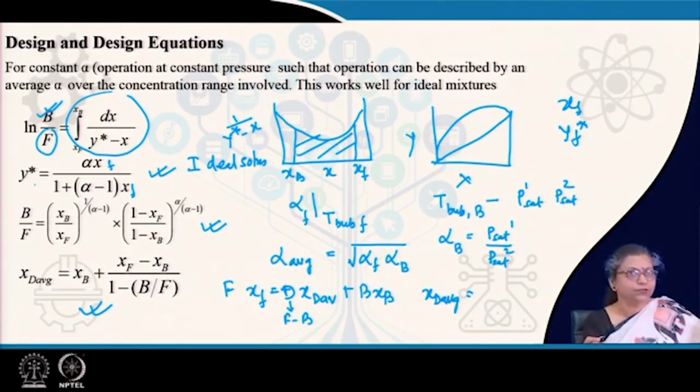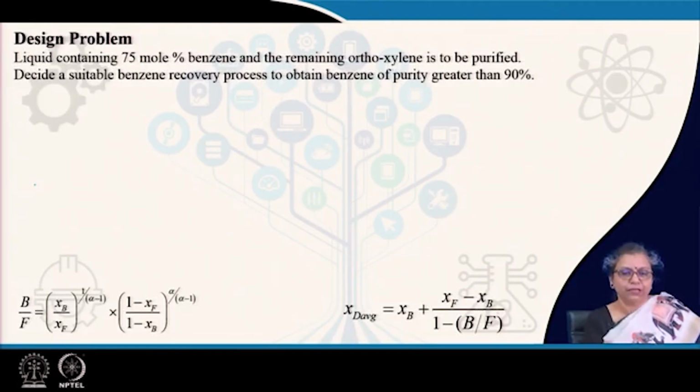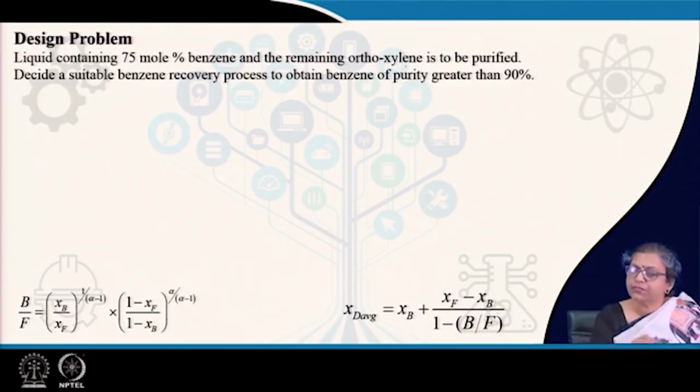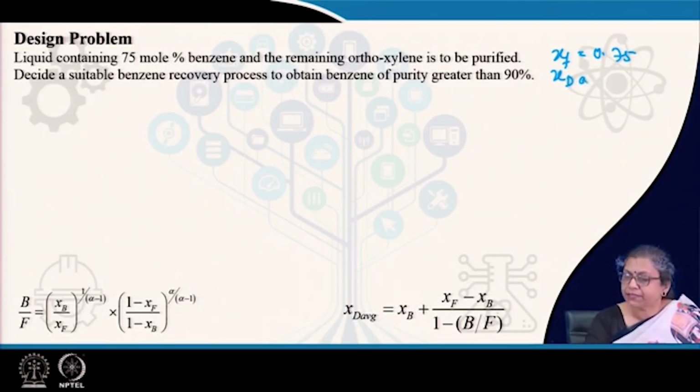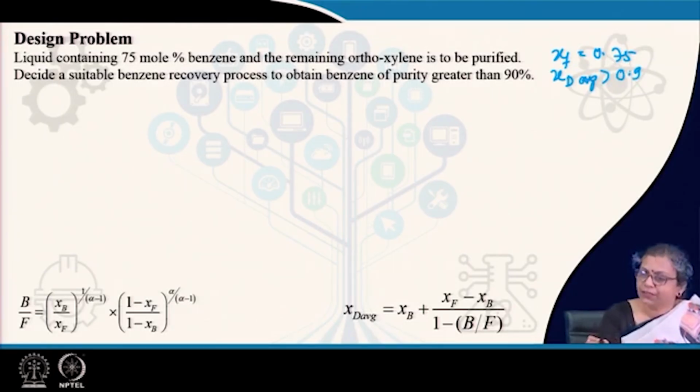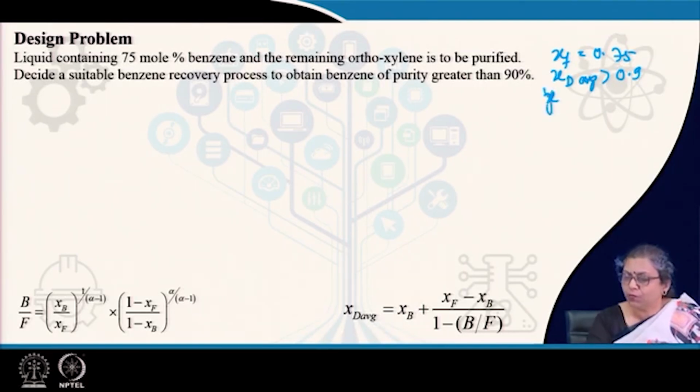Just to give you a very concrete example, say we have started with a liquid which contains 75 mole percent benzene and 25 mole percent orthoxylene, which means that your XF equals 0.75. Now, we need to design a suitable recovery process for the benzene, such that we would like to have XD average greater than 0.9. Whether we can do it or not, for that we need to find out what is the Y star F, rather the Y star which is in equilibrium with the feed composition.